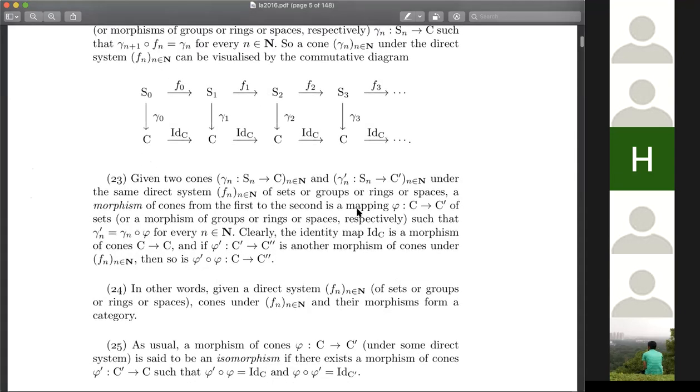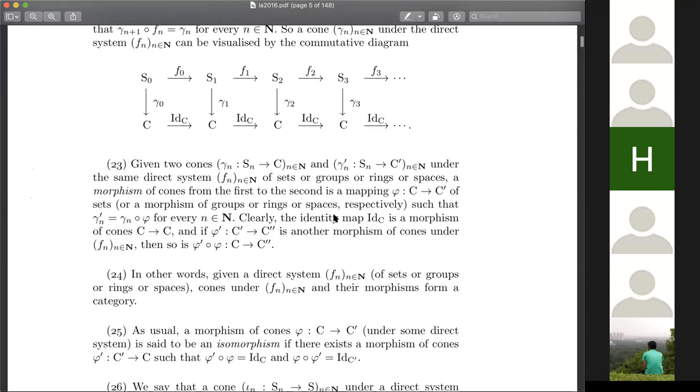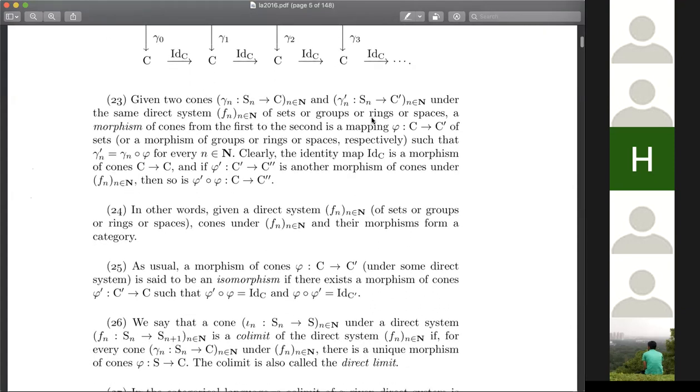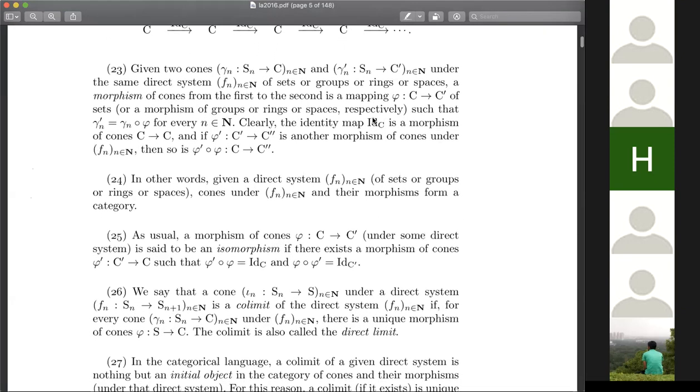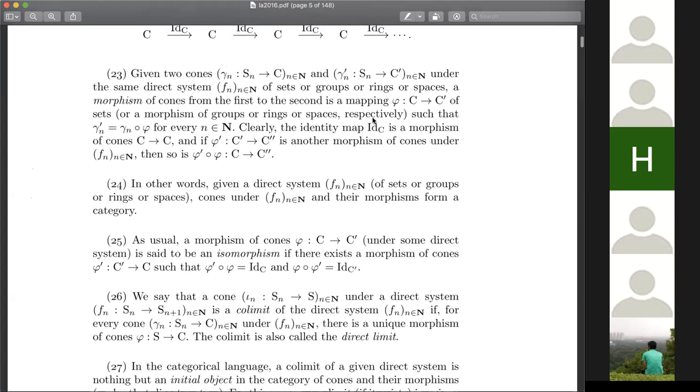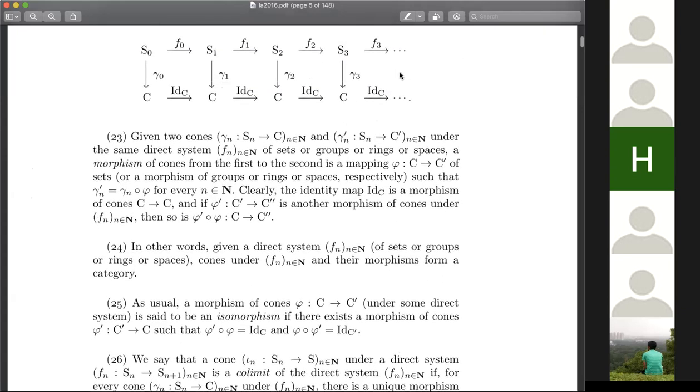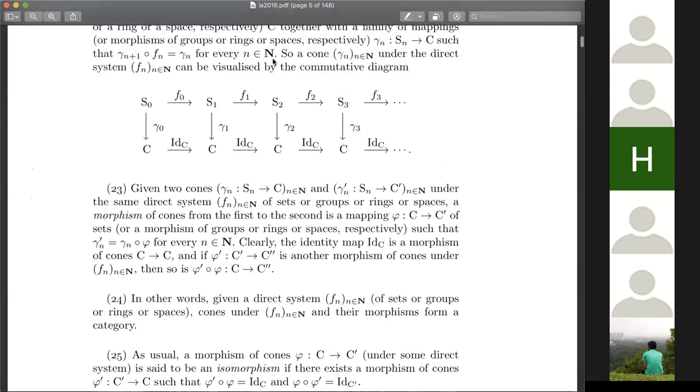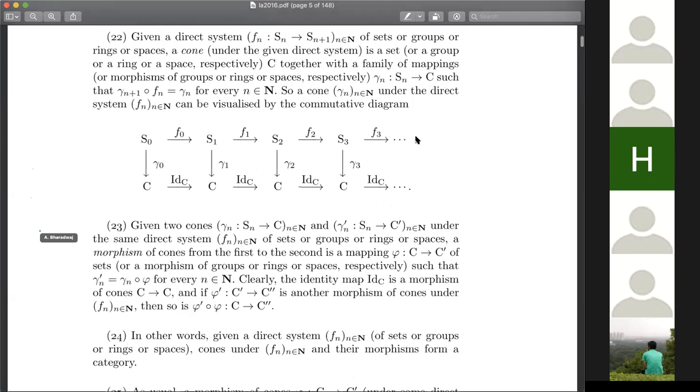Then you have this notion of morphism of cones, and an initial object in this category of cones under your given direct system is going to be called the colimit, or the inductive limit, of this direct system.